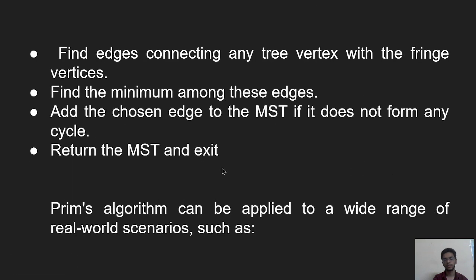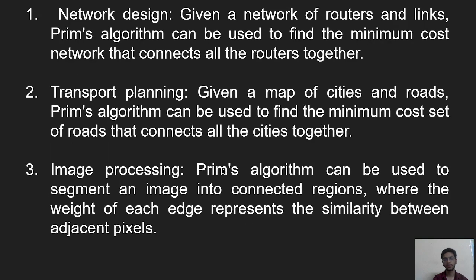Now we'll see its real world applications where it can be used. First, it will be used in network design. Given a network of routers and links, Prim's algorithm can be used to find the minimum cost. If you have n routers and k links, Prim's algorithm can be used to find the minimum cost to link all of them together. In transport planning, if you have cities and we have to connect cities with the minimum length or minimum cost of roads, we can use Prim's algorithm.